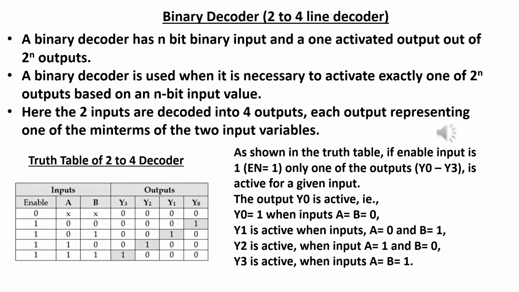For example, the output Y0 is active when the inputs A and B are equal to 0 and our enable input is equal to 1. Y1 will be active when A is equal to 0 and B is equal to 1. The output Y2 is active when A equals 1 and B equals 0, and the output Y3 will be active when A equals 1 and B equals 1. So from this truth table we can derive the expressions for the outputs Y0, Y1, Y2 and Y3.